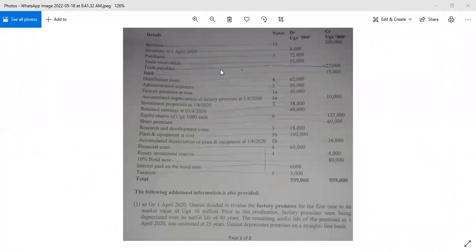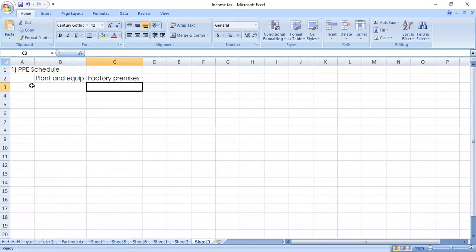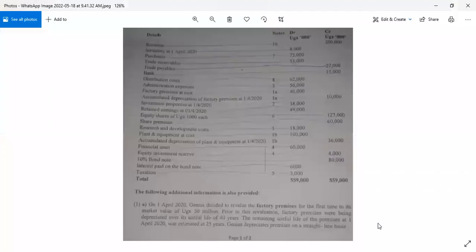So you come under your workings and you have about 3 columns. This is the PPE schedule. You have plant and equipment, then you have a factory. Those are your 2 PPE items. And then you carry all the information given in the balance sheet here. So begin with cost. At the start of the year, the year was ending on 31st March, so it will start on 1st April. Confirm which year it was. 2020. So it ended in 2021.